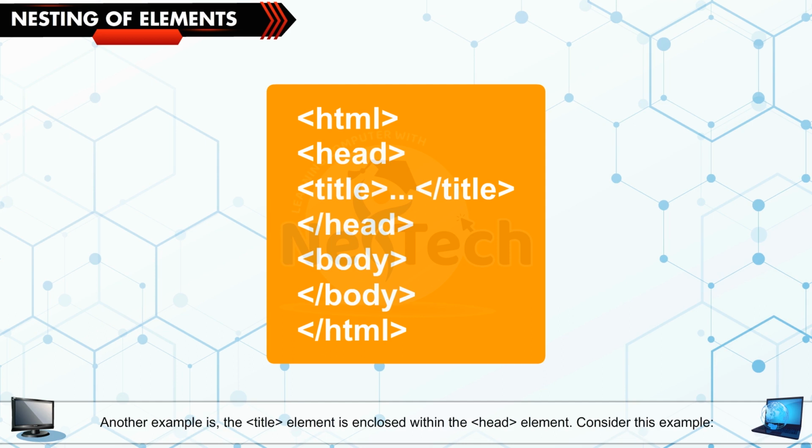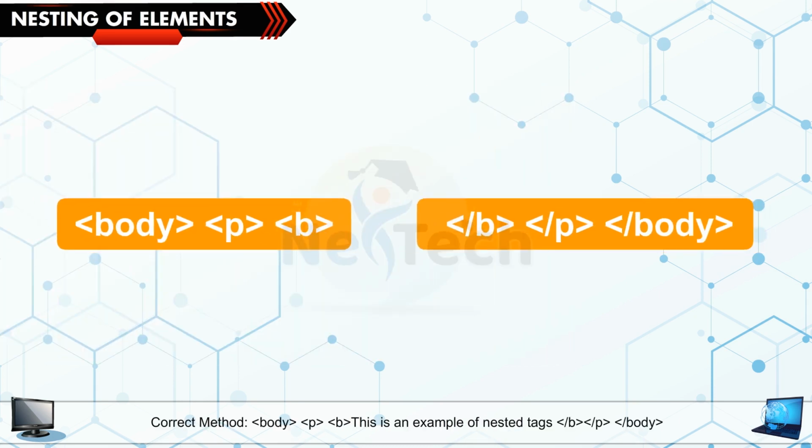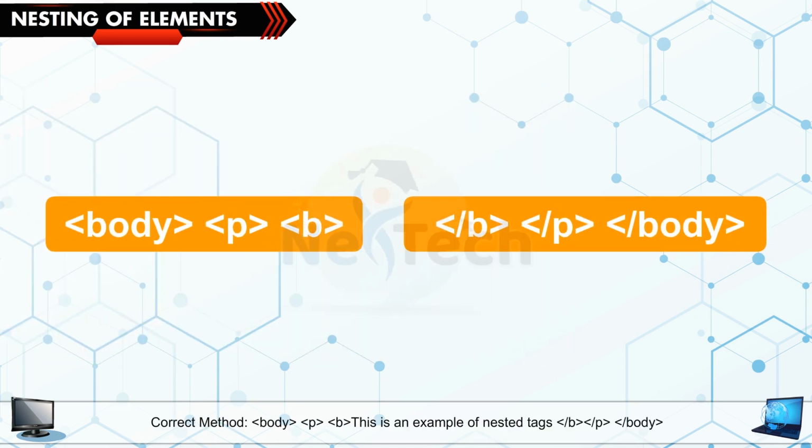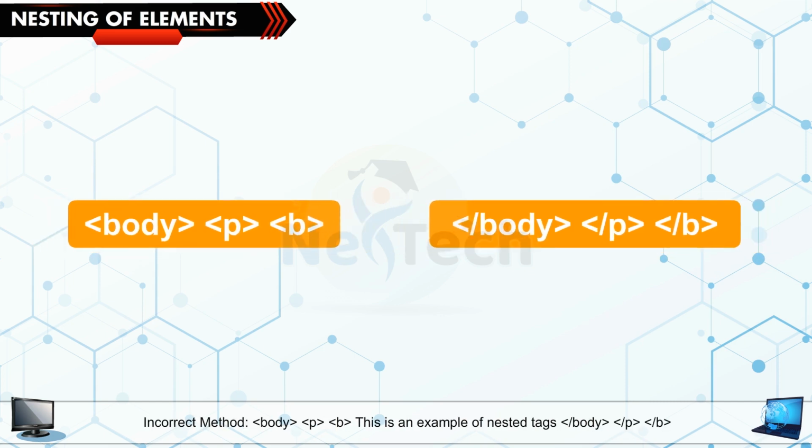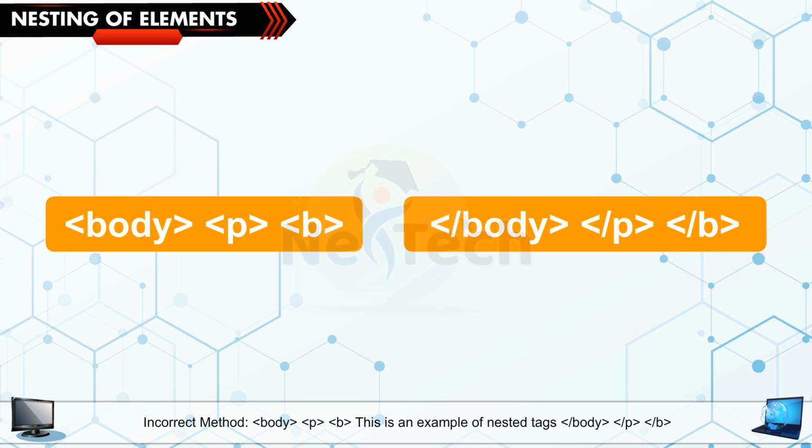Consider this example. Let us learn how to use nested tags in HTML. Correct method. This is an example of nested tags. Observe carefully. In this example, the tags do not close in the order they open. Rather, they close in reverse order. This is the correct method to close the nested tags. Incorrect method. This is an example of nested tags. Notice in this example, the tags close in the order they open. This is not the correct method to close the nested tags.